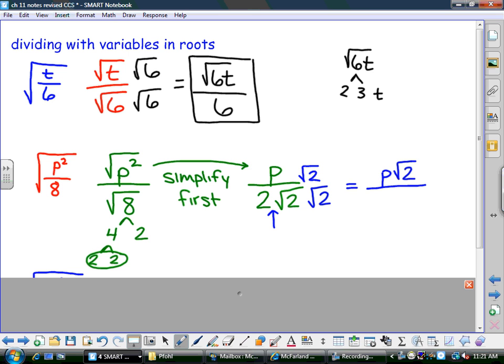And the bottom can be a little bit tricky, but I don't think it's so bad. There's a 2 on the outside times the square root of 4. But what is the square root of 4? 2. So the bottom's just 2 times 2, or 4. Now we got rid of all the square roots in the denominator, and that one's totally simplified.